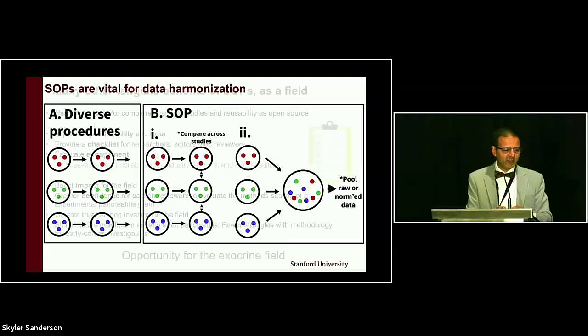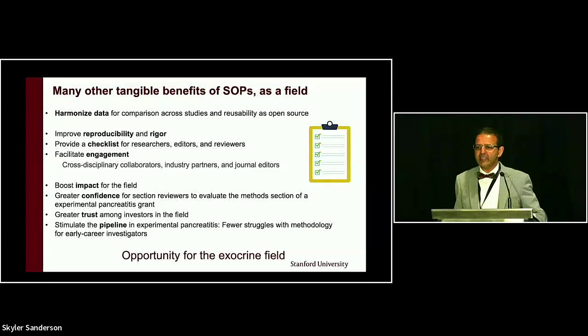Well, there are many other tangible benefits of SOPs as a field. In addition to harmonizing data, it improves reproducibility, rigor. It provides a checklist for researchers, editors, and reviewers. It facilitates engagement for cross-disciplinary collaborators, industry partners, and journal editors. It can boost, as a result, impact for the field, build greater confidence for section reviewers to evaluate grants, gain greater trust among investors in the field.